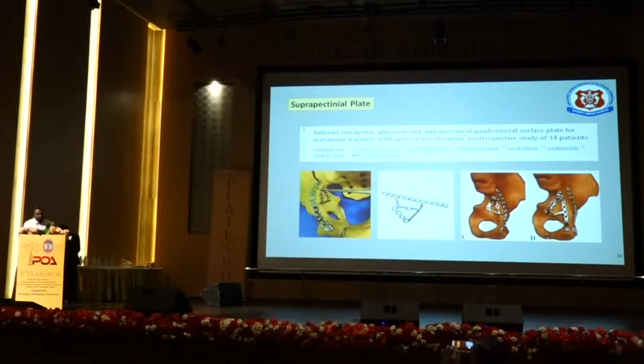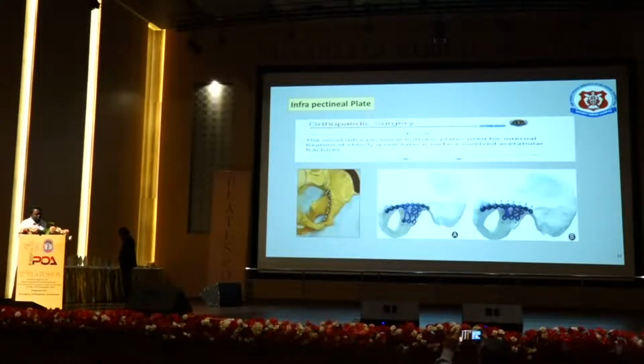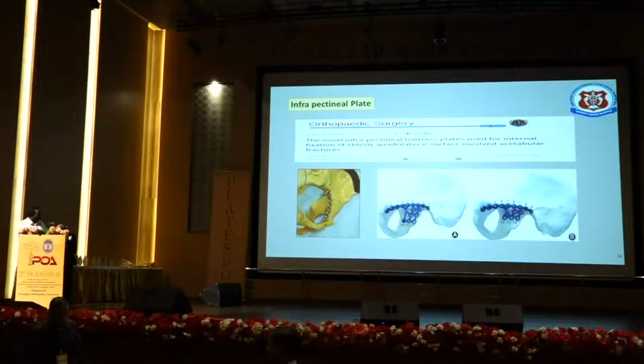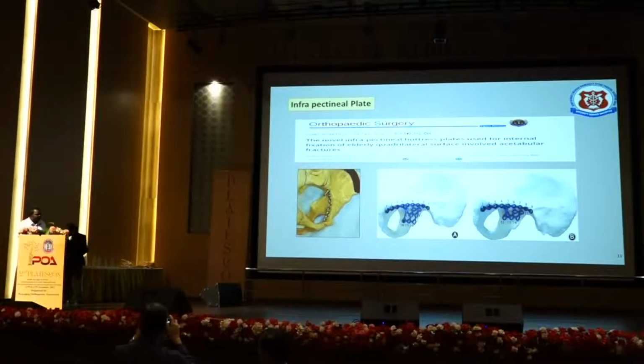Coming on to the specialized plates, this is the suprapectineal plate. It has a suprapectineal plate along with an inferior extension, which is for quadrilateral plate fracture fixation. This is the infrapectineal plate. It is used when there is a quadrilateral plate fracture attached with the posterior column. So with this plate, we can reduce and fix the quadrilateral plate fracture.